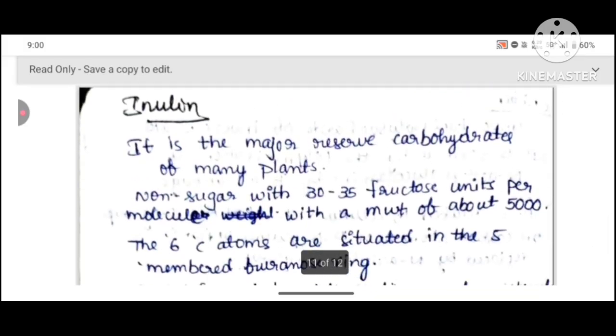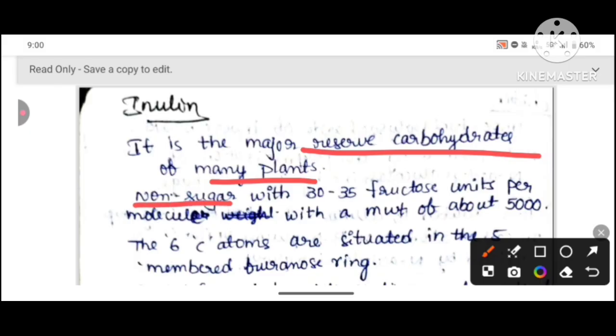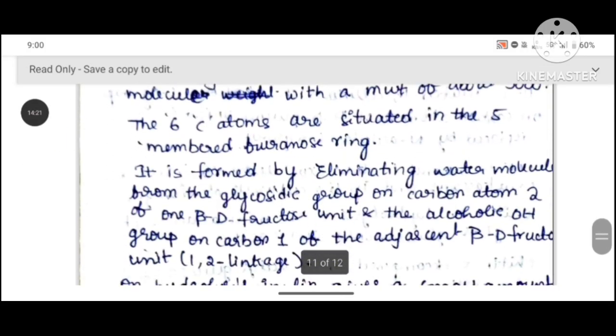The last one is inulin. Inulin is a homopolysaccharide. It is the major reserve carbohydrate of many plants. So it is actually the storage form polysaccharide in many plants. This is again non-sugar, with 30 to 35 fructose units per molecule with a molecular weight of about 5000 daltons. The 6 carbon atoms are situated in a 5-membered furanose ring. As it is a 5-membered ring, it is also known as a furanose ring.